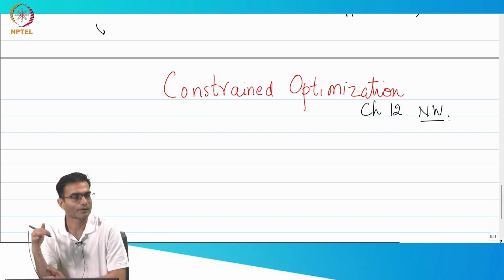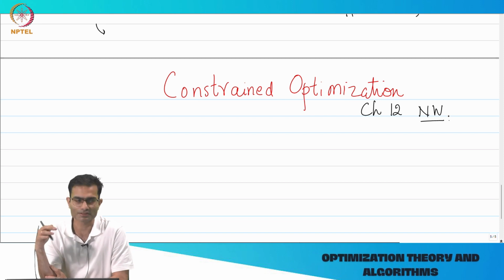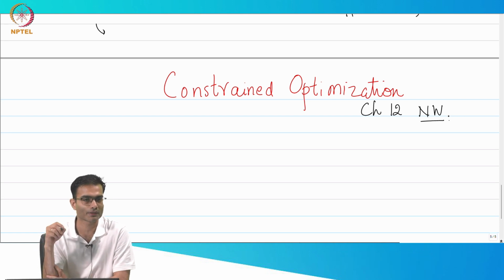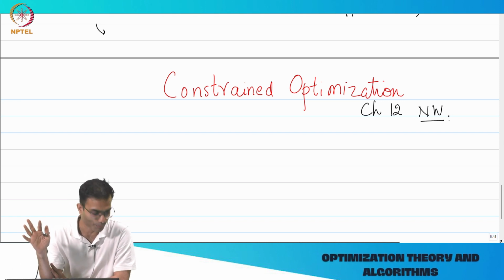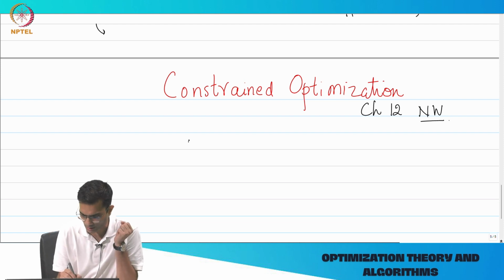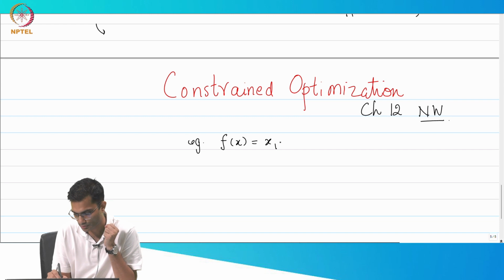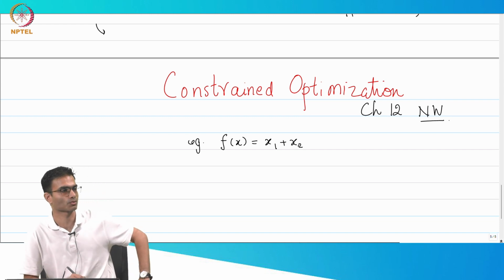Now, in talking about constraint optimization, I'm going to take some extremely simple examples, and they're going to be two-dimensional. The advantage of doing that is that we can do some geometry. When we can visualize what's going on, then we'll be able to apply it to more difficult problems. Okay, so let's start with something very simple. Let us say my objective function is x1 plus x2.